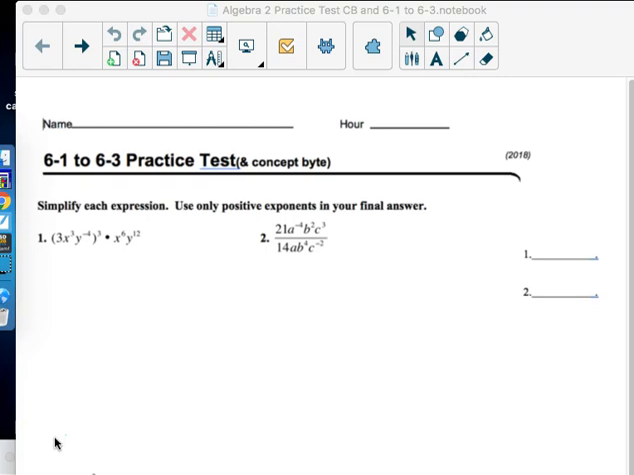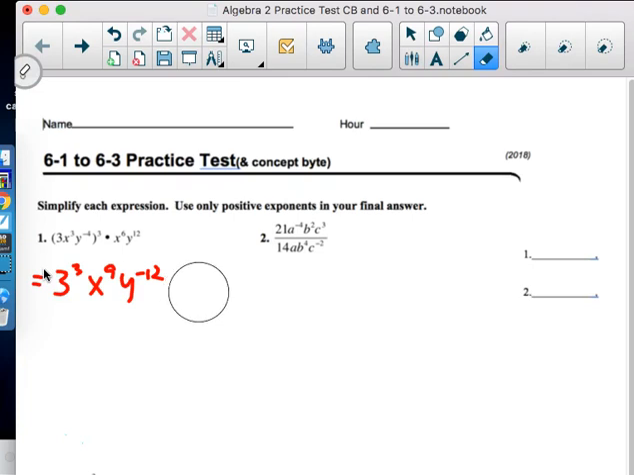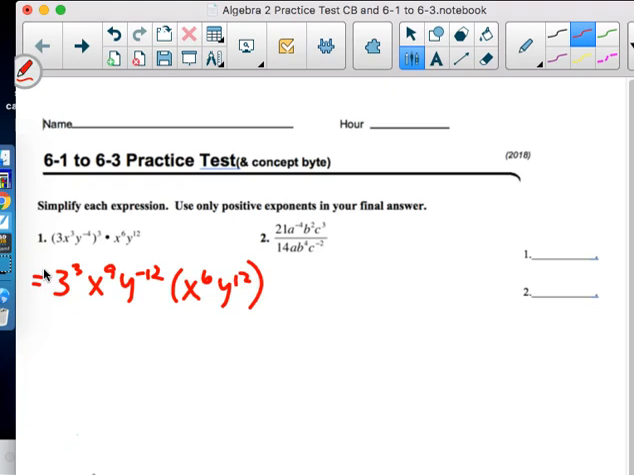Yes, absolutely. Let's start there. That's a great place to start. So we would get 3 to the 3rd, x to the 9th, y to the negative 12th, and then we still have our little bubble, x to the 6th, y to the 12th for multiplication. I'd rather use parentheses. Do you know what 3 to the 3rd is? 27.